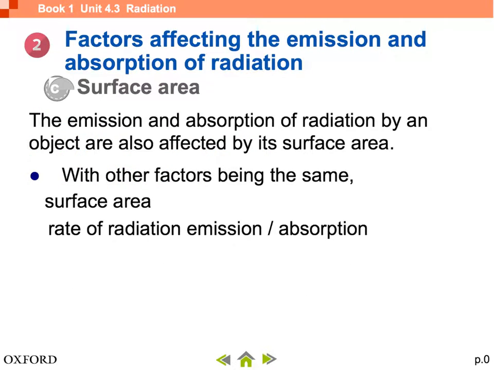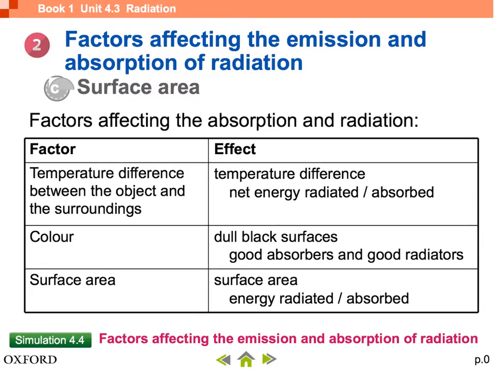After discussing the first two factors, the temperature difference between the objects and the surroundings, and the colors of the objects, in addition to them, the emission and absorption of radiations by an object are also affected by its surface area. The larger the surface area, the higher the rate of radiation emission or radiation absorption. In the table below, it summarizes all the factors and the corresponding effects on the emission and absorption of radiations.